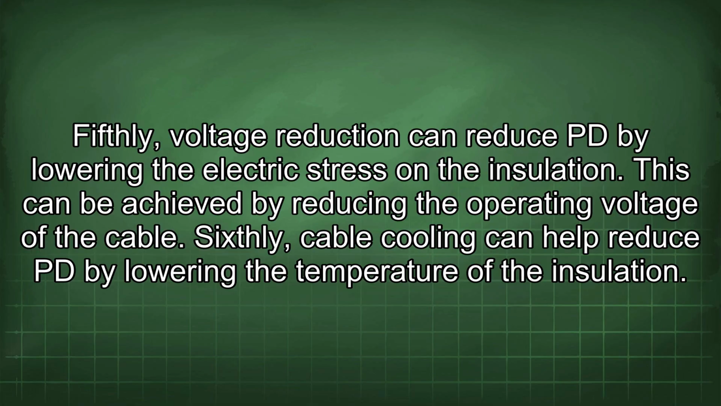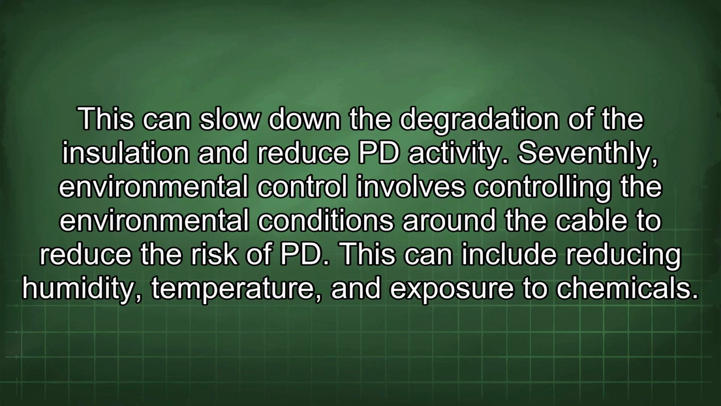This can be achieved by reducing the operating voltage of the cable. Sixthly, cable cooling can help reduce PD by lowering the temperature of the insulation. This can slow down the degradation of the insulation and reduce PD activity. Seventhly, environmental control involves controlling the environmental conditions around the cable to reduce the risk of PD. This can include reducing humidity, temperature, and exposure to chemicals.